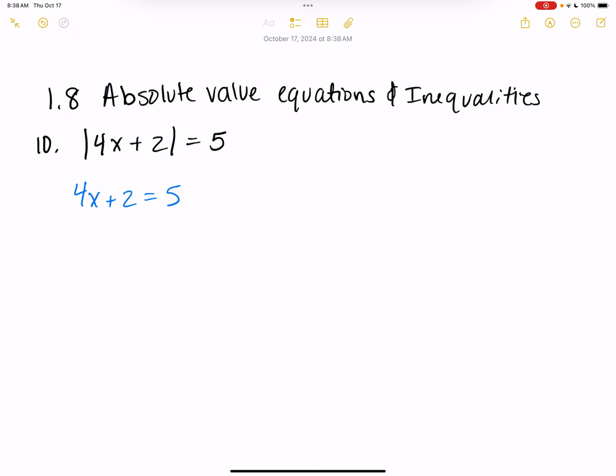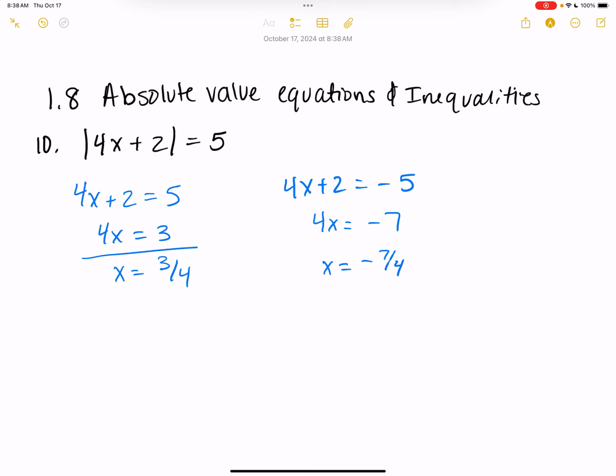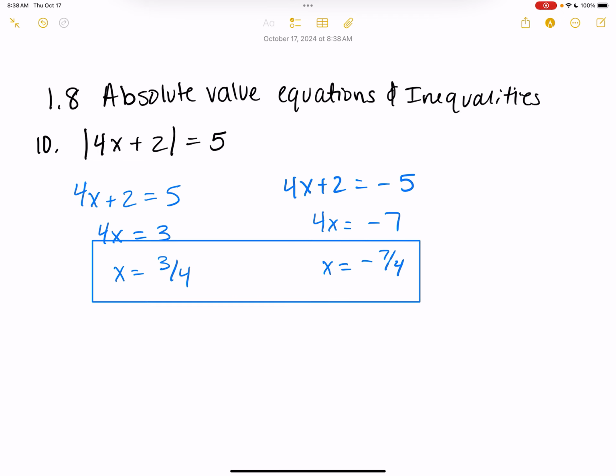And then the other one is going to be 4x plus 2 equals negative 5. Because if what's inside equals 5 or negative 5, it's still going to give us an answer that works. So I solve it down. 4x equals 3, so x equals 3/4. Or over here, 4x equals negative 7, so x equals negative 7/4. And that would be your answers for those.